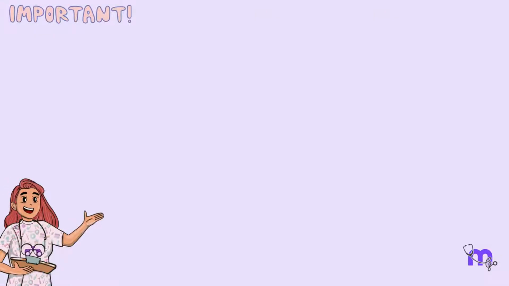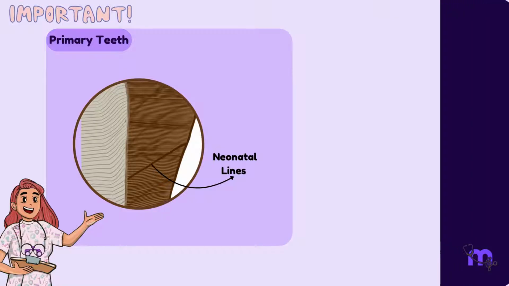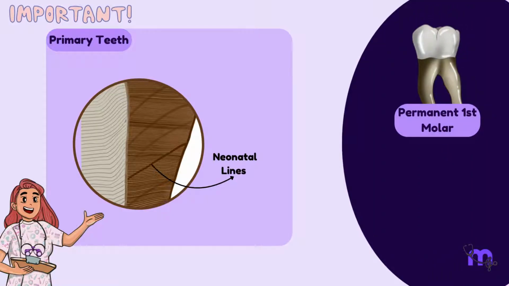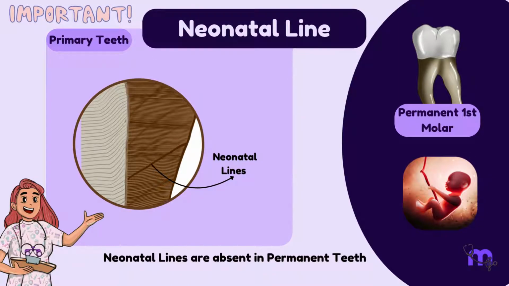Another striking feature that Rhea instantly observed was that all primary teeth showed neonatal lines, but only first permanent molars exhibit them. This is because the formation of the primary teeth as well as permanent first molars takes place in utero, resulting in a clear line called the neonatal line, demarcating the enamel formed in utero and after birth.